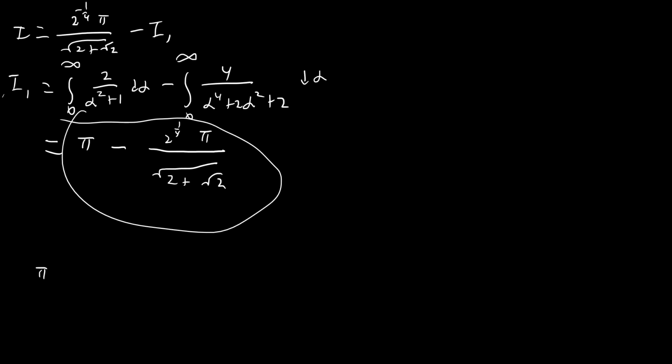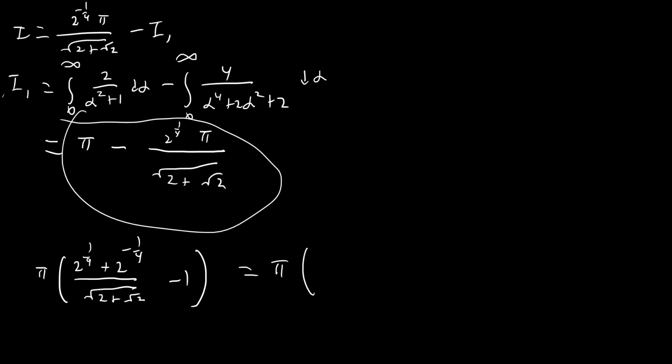When we combine our total answer, we're going to have pi times 2 to the 1/4 minus 2 to the negative 1/4, or sorry, plus 2 to the negative 1/4 over square root 2 plus square root 2 minus 1. This is also equal to pi times 2 cosh of ln2 over 4 over square root 2 plus square root 2 minus 1, which I just think is a cooler way to write it. So this is our integral.